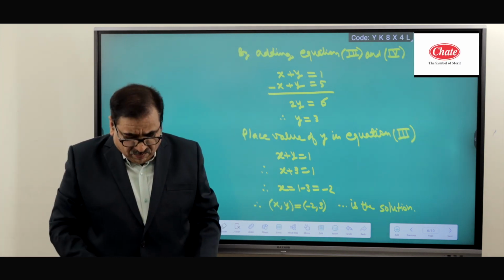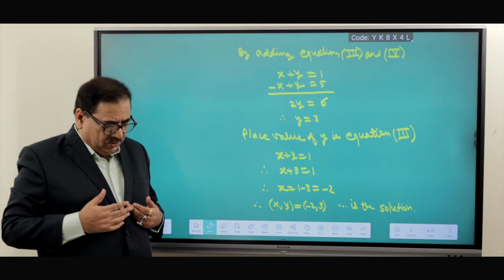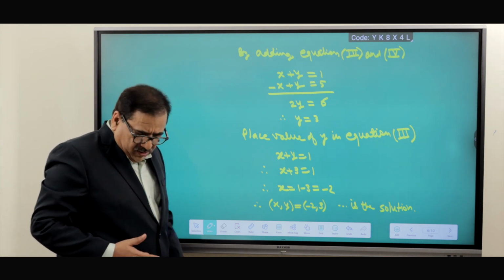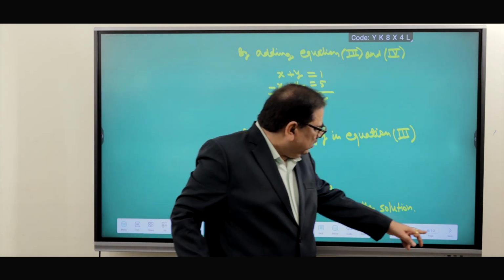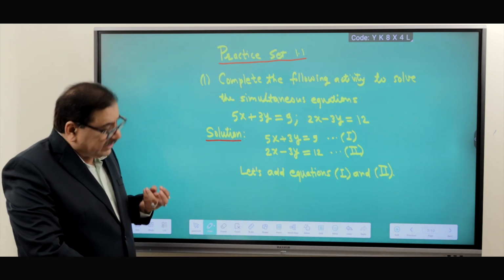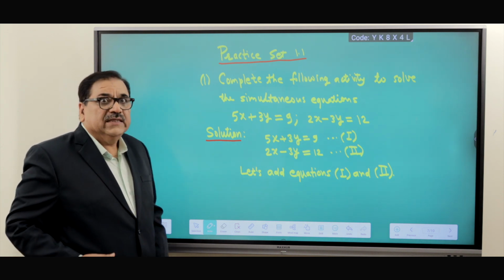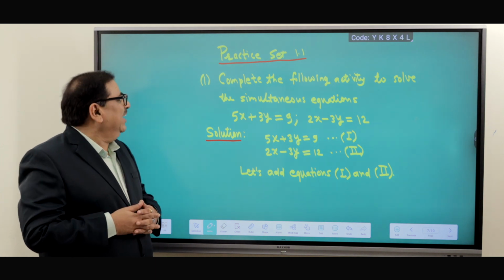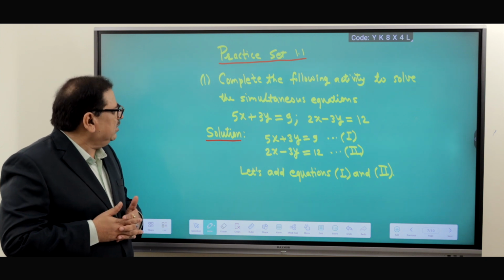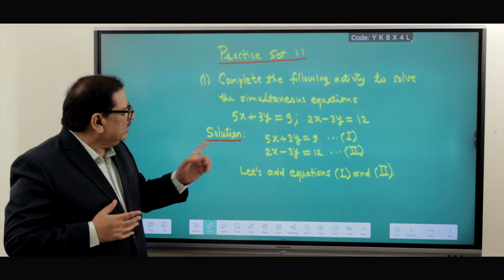So friends, now after solving these problems, we have to solve some exercise problems, and that is practice set 1.1. In practice set 1.1, again you are given one similar activity. Complete the following activity to solve the simultaneous equations. First equation, 5x plus 3y is equal to 9, and 2x minus 3y is equal to 12. Solution as usual: first equation is 1, second equation is 2.